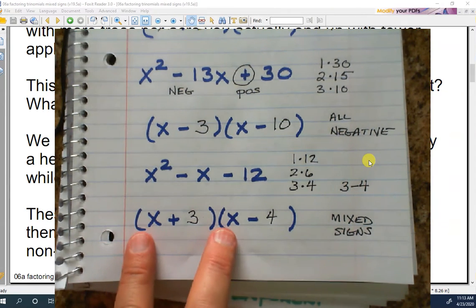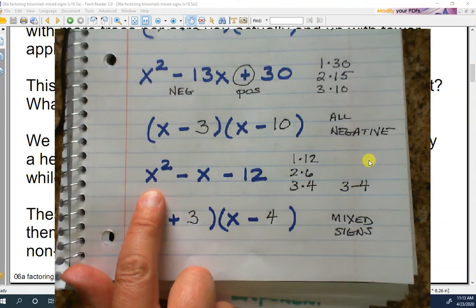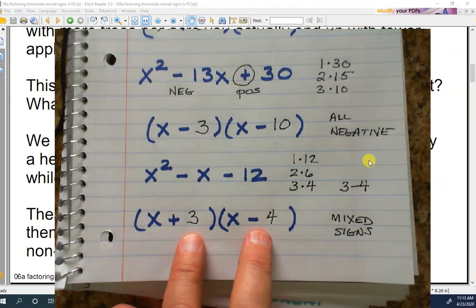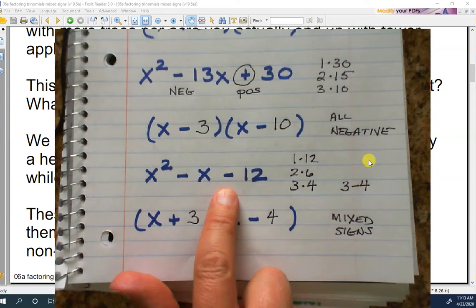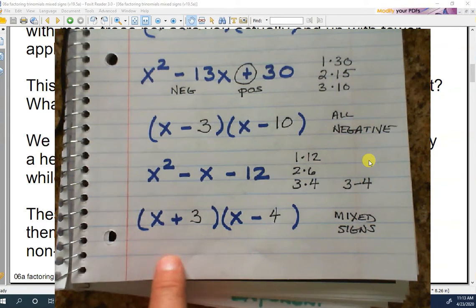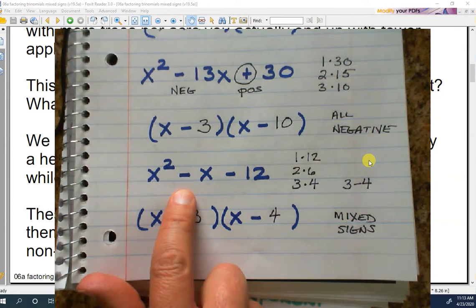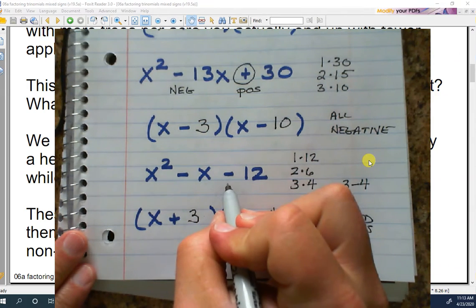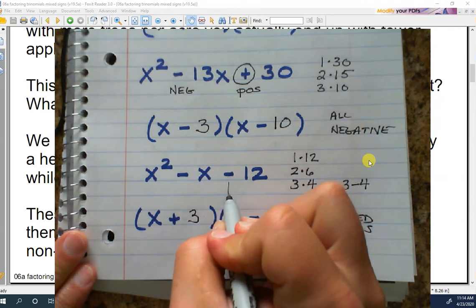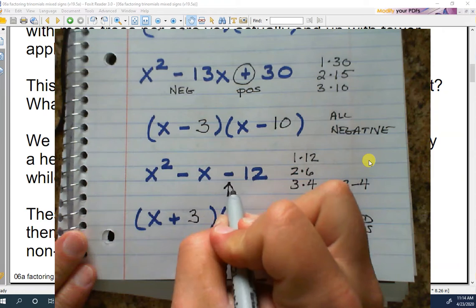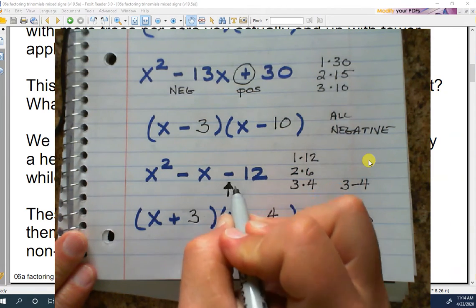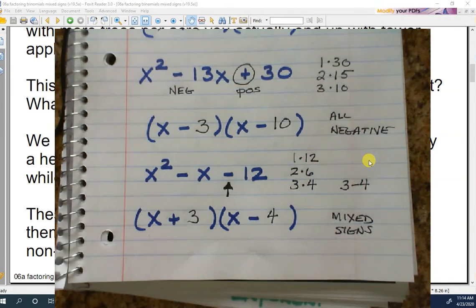Let's check it. X squared, x squared. Negative 4 times 3 is negative 12. 3x minus 4x is negative 1x. And because of this guy right here, because that's a negative, I know it's going to be a mixed sign. I've got one more mixed sign problem.